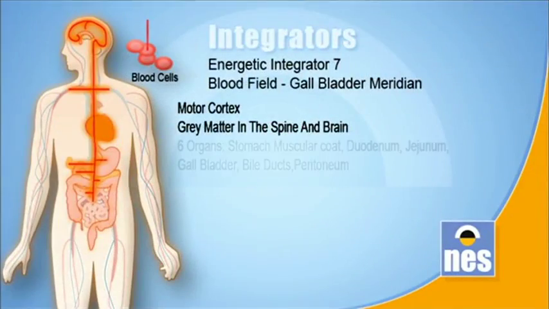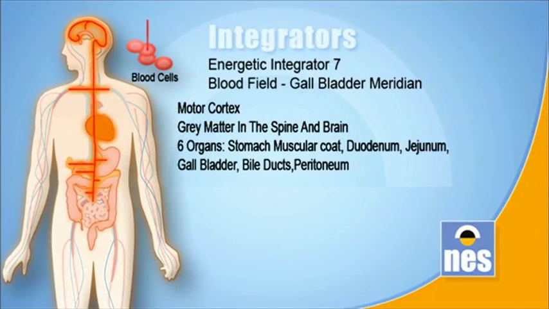So if you can just remember 6 little organs, you're going to get a better picture. These are the stomach muscular coat, the duodenum, jejunum, the gallbladder, the bile ducts, and the peritoneum. So that's 6 little organs or bits of organs here. This is sometimes called the hypochondriac's meridian. That's what we got from Chinese medicine.